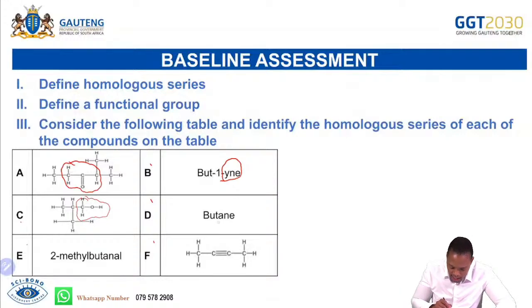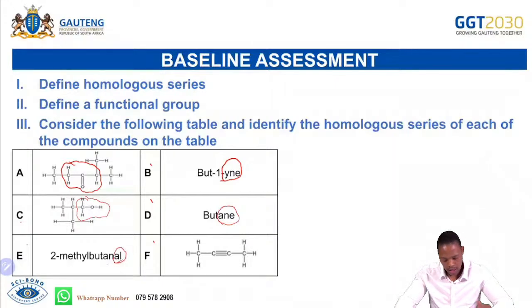I look at D, the name ending in there, -ane, I should be able to identify to which homologous series this compound belongs. I go to E again, it's a name. That means I go to the name ending. Here's the name ending -al. The name ending -al tells me that this belongs to a certain homologous series. Again, I go to F. I look at the structure. What is it that tells me that this belongs to a certain homologous series? It will be this right here. This will be the structure of the functional group.